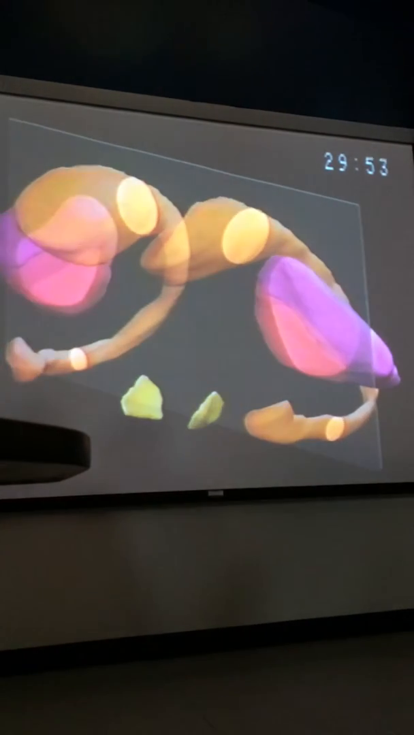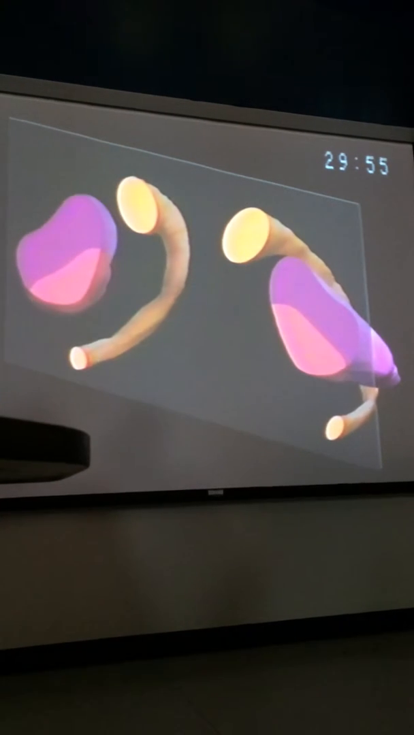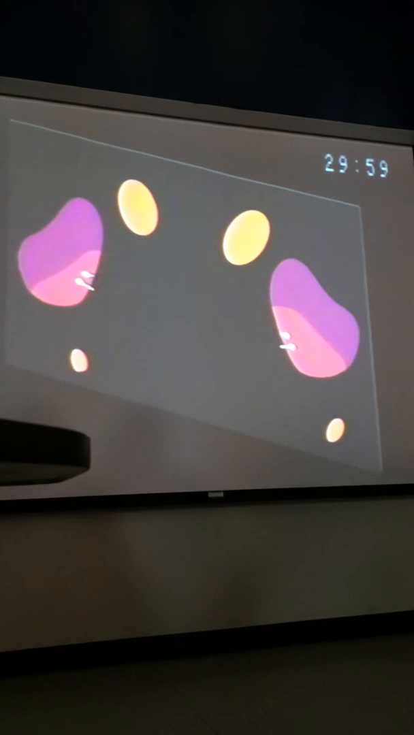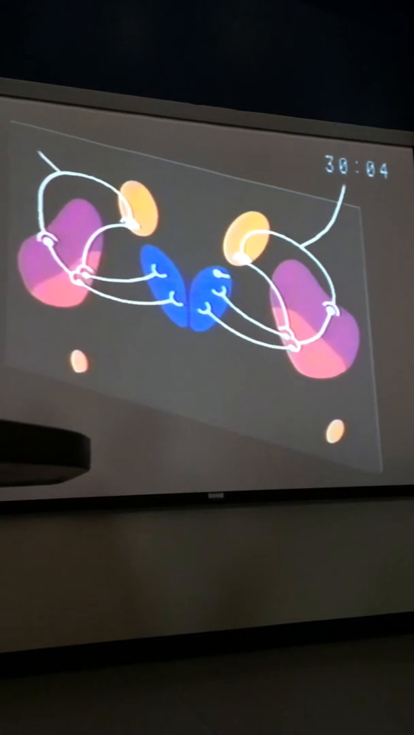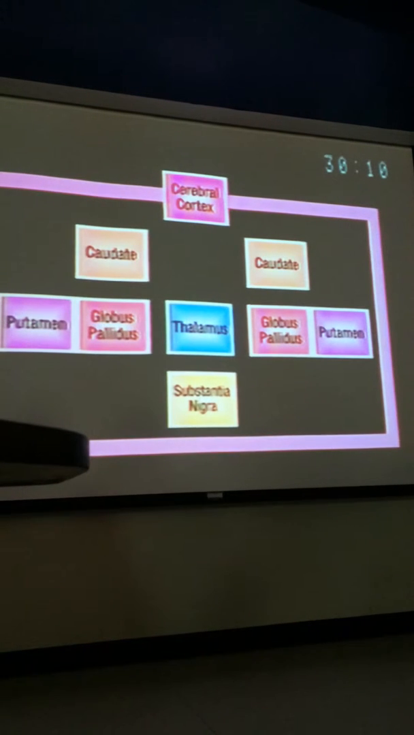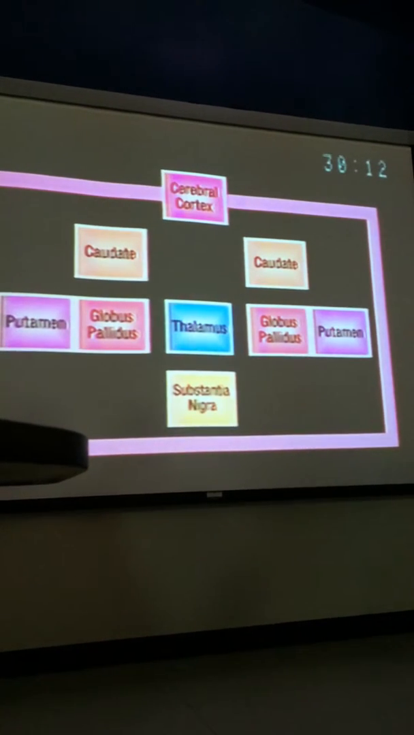A coronal section. This shows some of the pathways between the centers, the thalamus, and the cerebral cortex. It's complicated. Here's a simplified model.